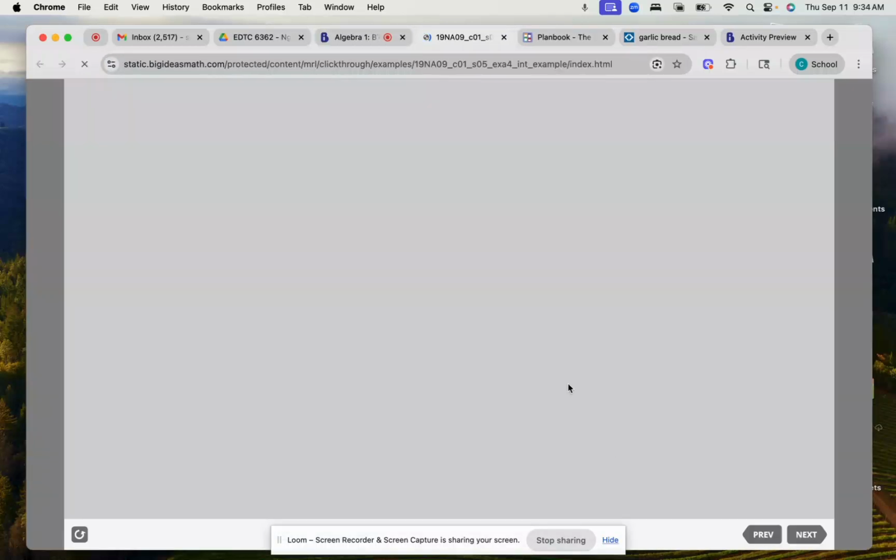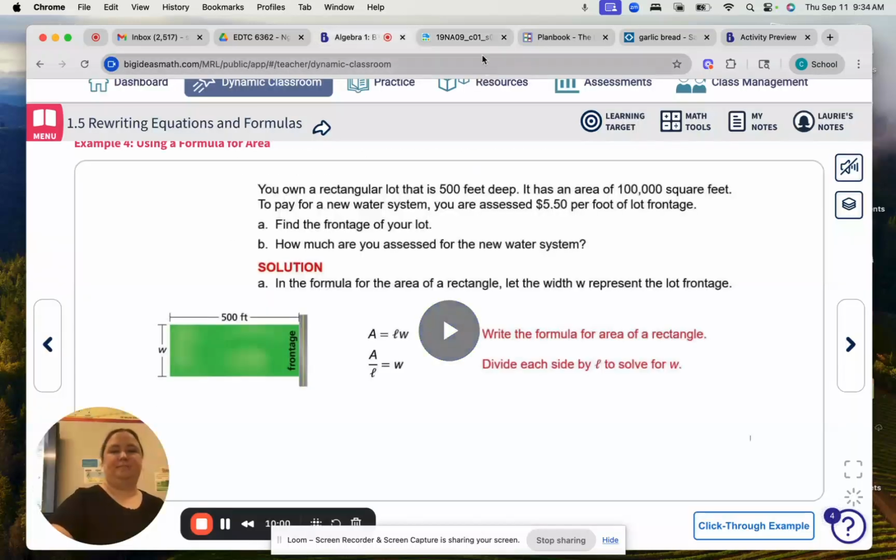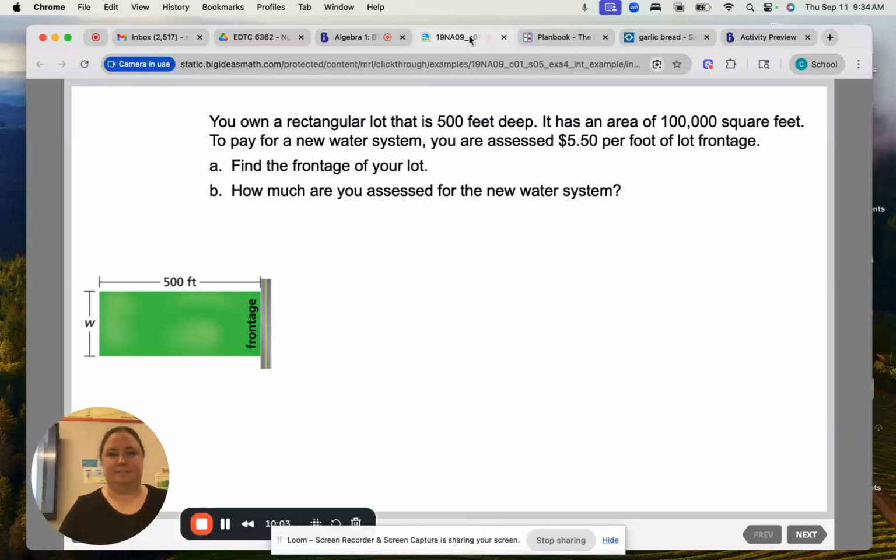All right, you own a rectangular lot that is 500 feet deep. It has an area of 100,000 square feet. To pay for a new water system, you are assessed $5.50 per foot of lot frontage. So A, we're going to find the frontage of our lot, and B, how much are we assessed for the new water system. All right, so if you look at the picture, what is the frontage?